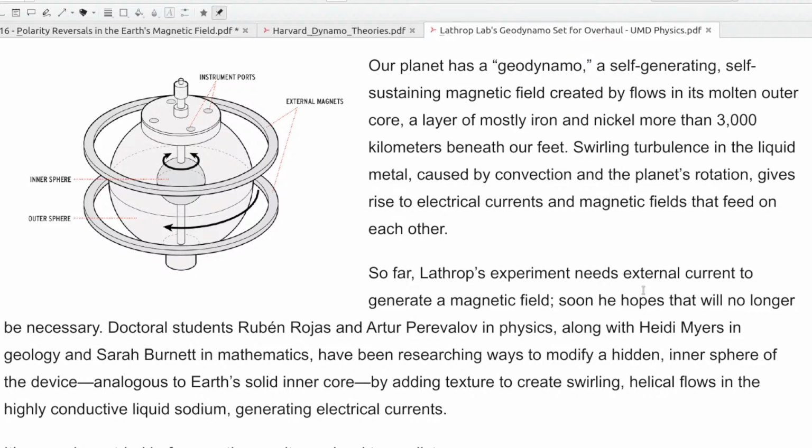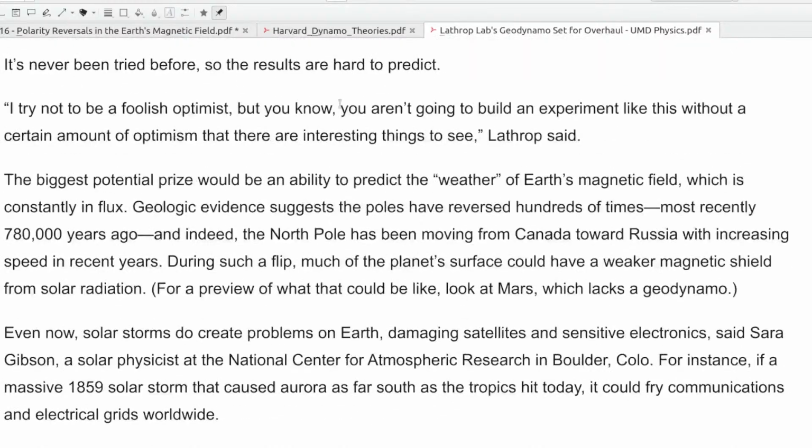Doctoral students Ruben Rojas and Artur Perevelov in physics, along with Heidi Myers in geology and Sarah Burnett in mathematics, have been researching ways to modify a hidden inner sphere of the device, analogous to the Earth's inner solid core, by adding texture to create swirling helical flows in the highly conductive liquid sodium, generating electrical currents. It's never been tried before, so the results are hard to predict.